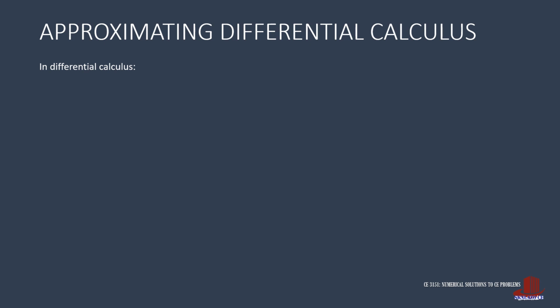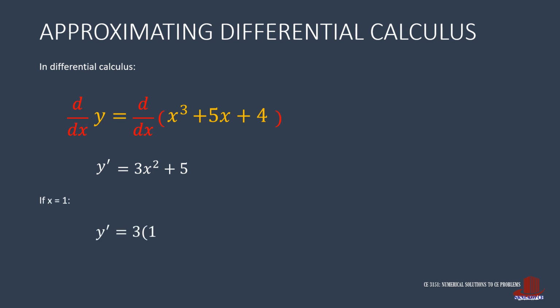In its basics, rate of change is solved by differentiating a function. The derivative of y with respect to x is y prime, and the rest of the function has the derivative as 3x squared plus 5. In case we are looking for the rate of change when x is 1, all we need to do is plug 1 into x and get y prime value as 8. Again, y prime is the slope or the rate of change.